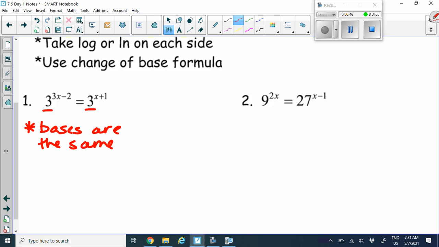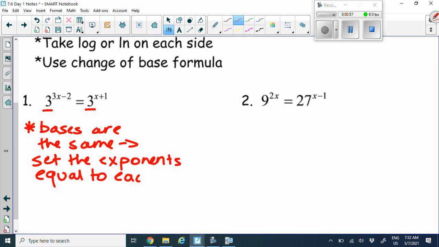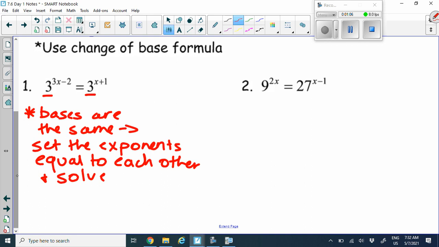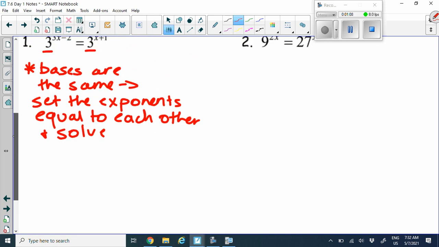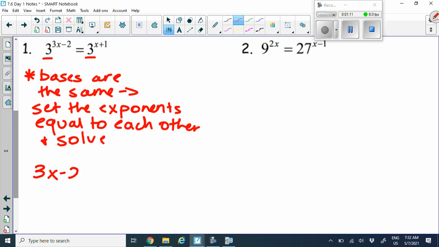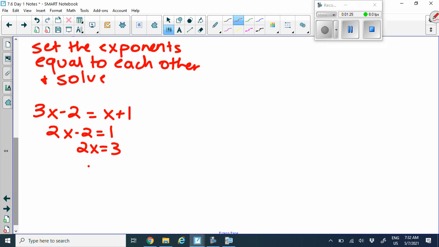So since the bases are the same, we just set the exponents equal to each other and solve. So I'm going to take my 3x minus 2 equal to x plus 1. Now we just basically solve. I'll subtract x to the other side, so I get 2x minus 2 equals 1. Add 2 to the other side, so I get 2x equals 3. And then I get x equals 3/2.